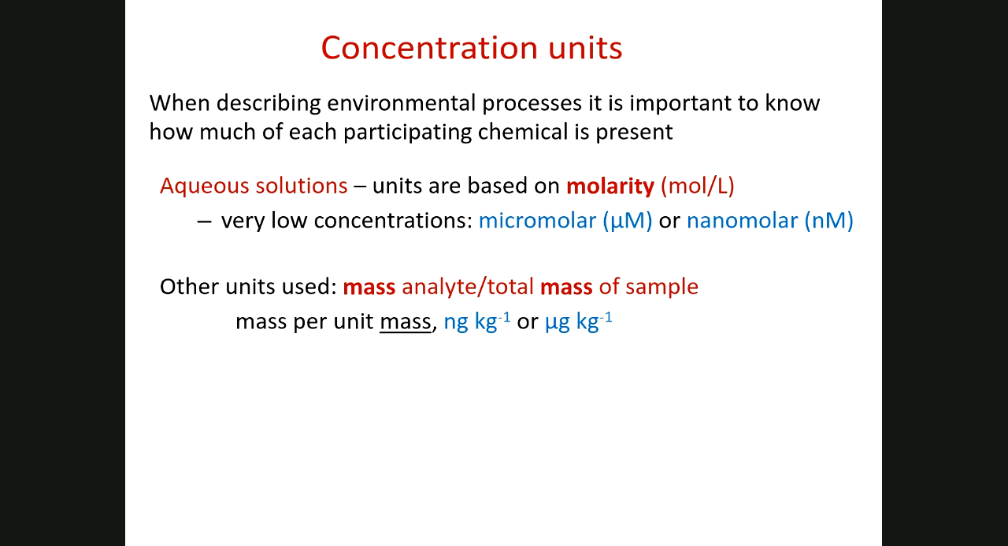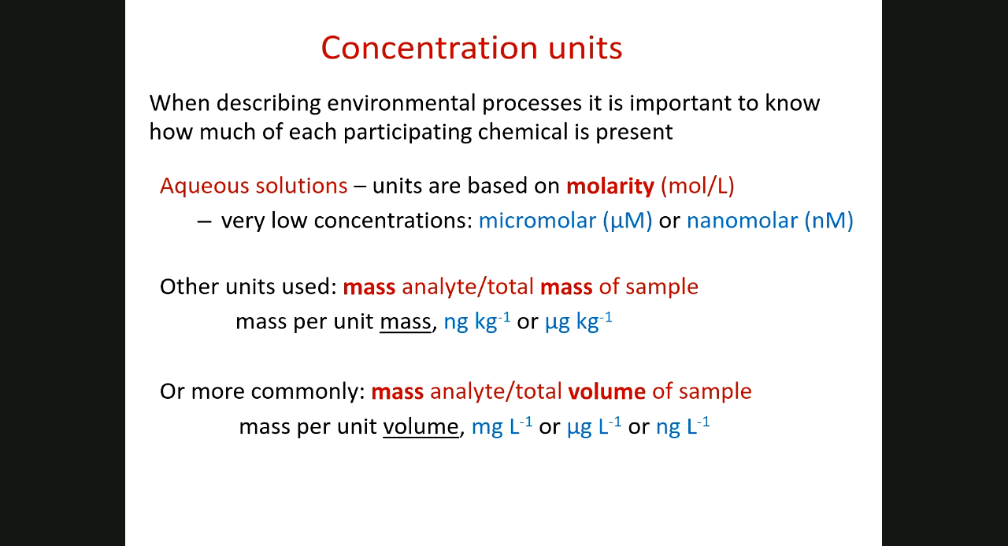Other units you can use when describing the concentration of a particular analyte, of a particular compound, is mass of the compound per total mass of sample. This is very common when working with soil samples. So nanograms per kilogram or micrograms per kilogram are very common units to describe the concentrations of particular chemicals in a sample.